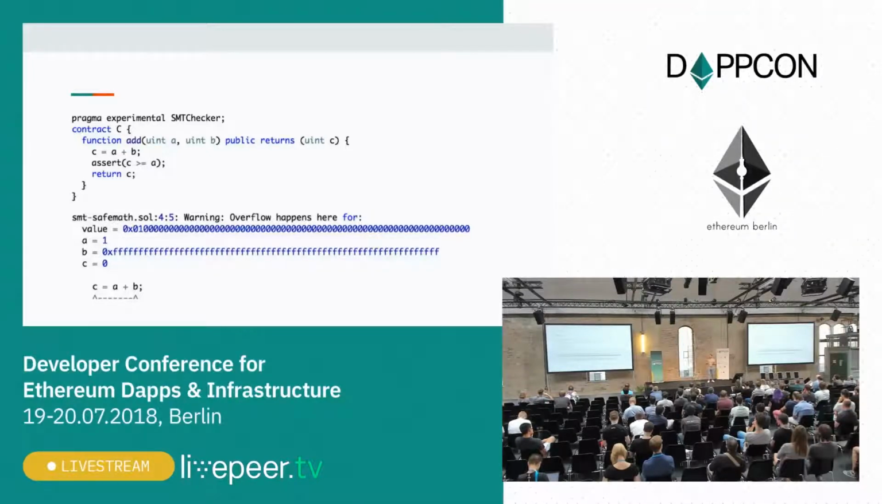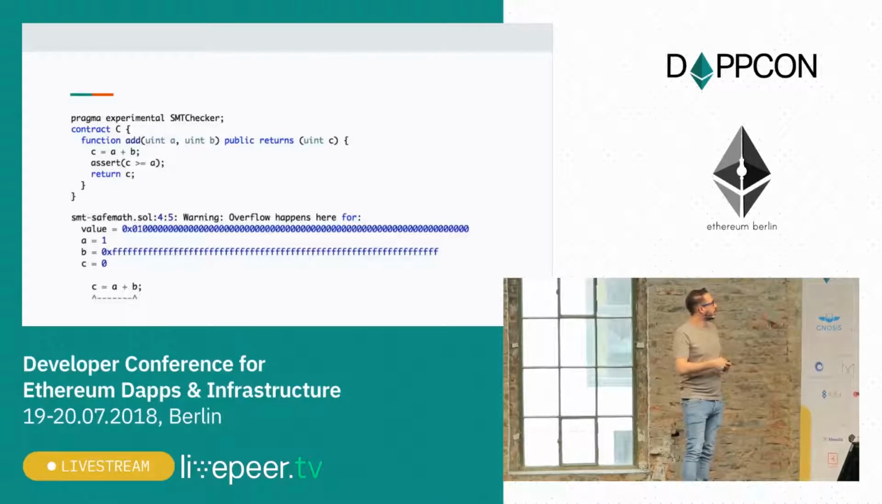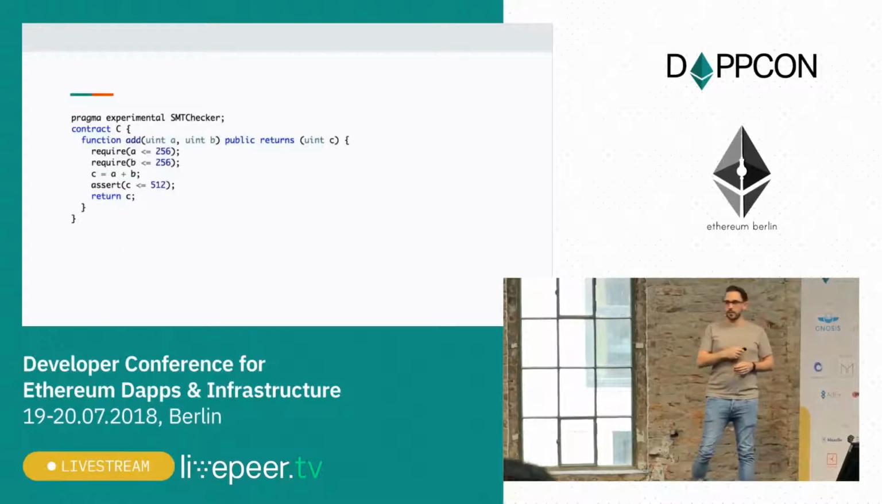However, the SMT checker is only a compile time feature. It won't include any kind of runtime check into the code. So you definitely still need to insert an assert statement, which will be part of the generated code. Okay, I'll give you another example.